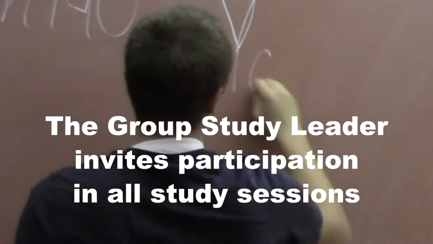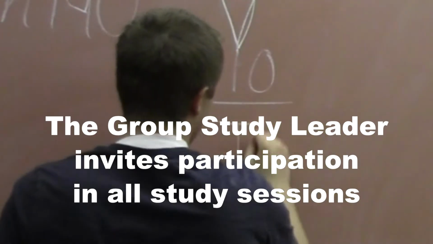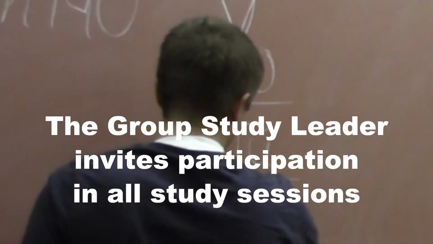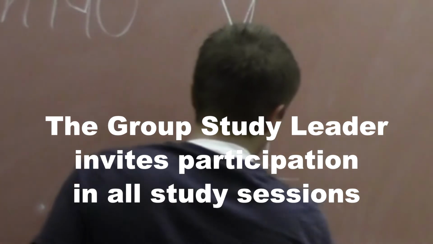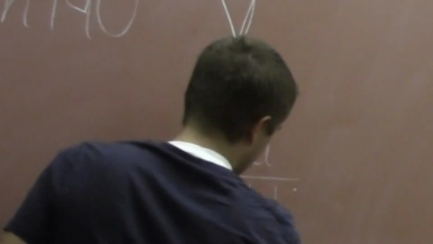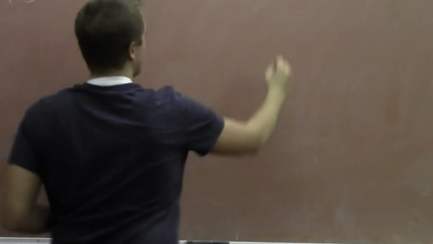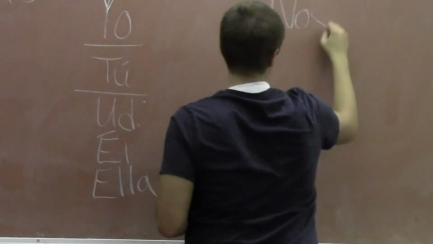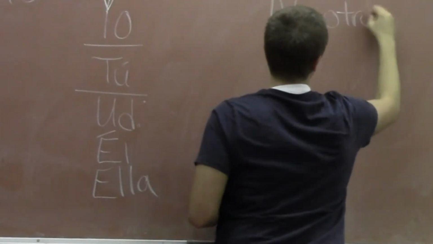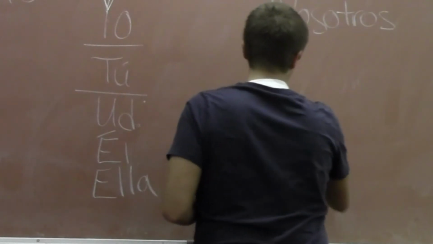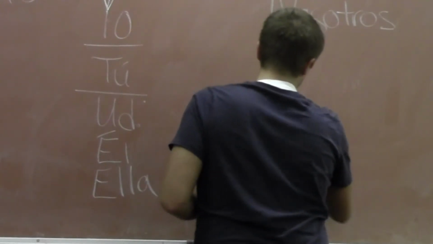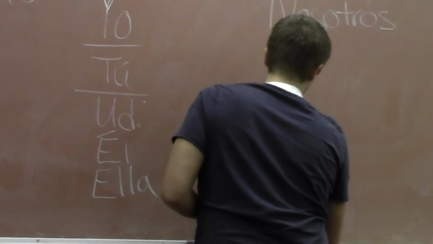All right, so beginning with verbs, what are the subject pronouns? Yo. There we go. Tú. Usted. Él, with an accent, and ella. And then nosotros. Ustedes, ellos, and ellas. Very good.